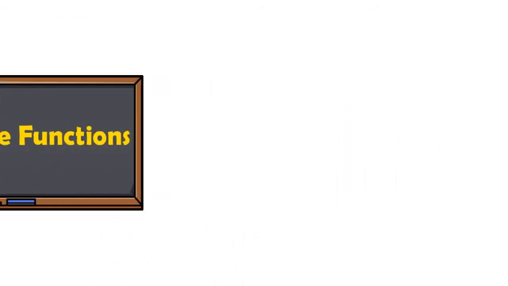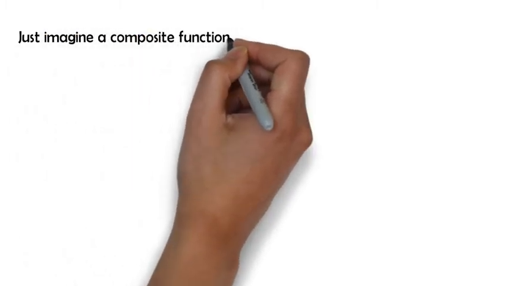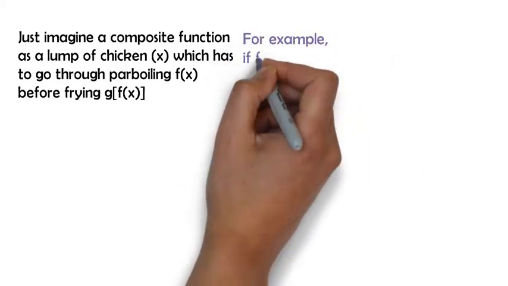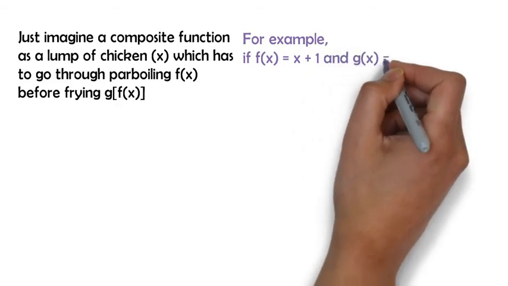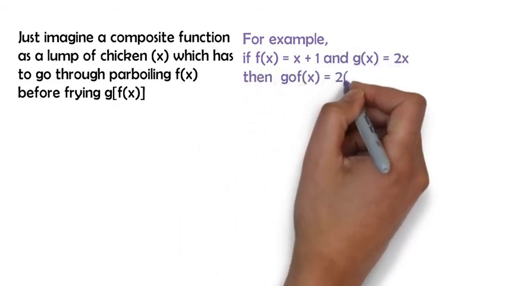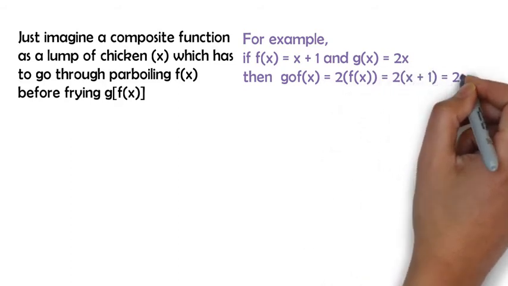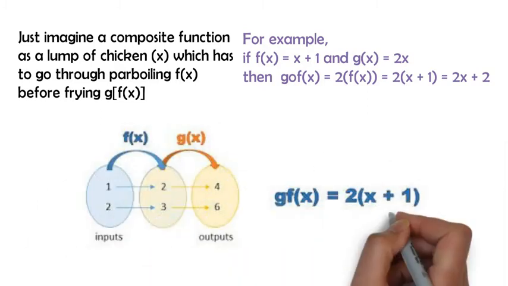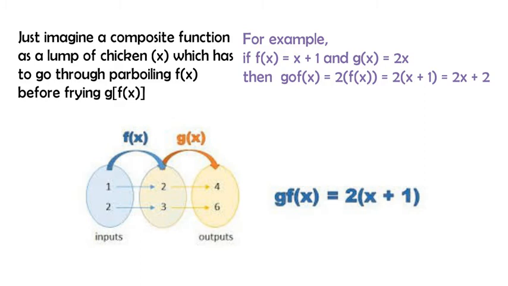Composite functions. Just imagine a composite function as a lump of chicken, x, which has to go through parboiling, f of x, before frying, g of f of x. For example, if f of x is equal to x plus 1 and g of x is equal to 2x, then g of f of x simply means 2 into f of x, which is equal to 2 into x plus 1, which is 2x plus 2. Otherwise, you can factor out 2, you have 2 into x plus 1.